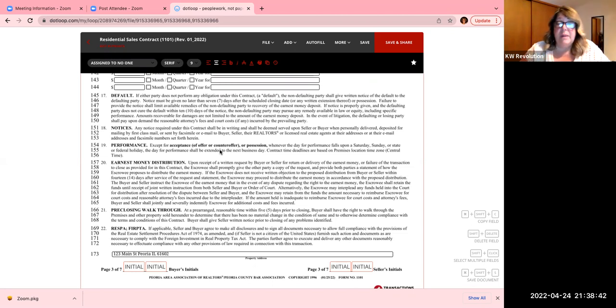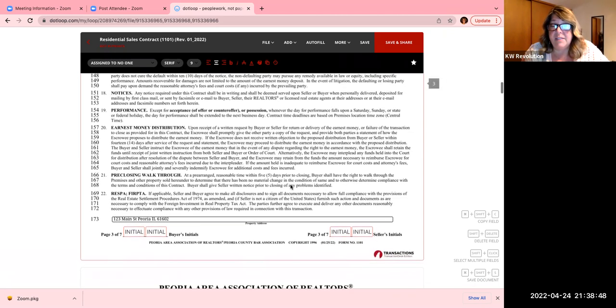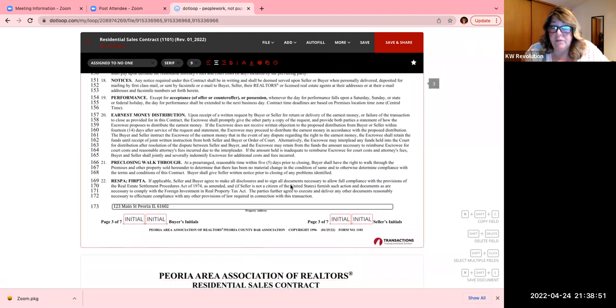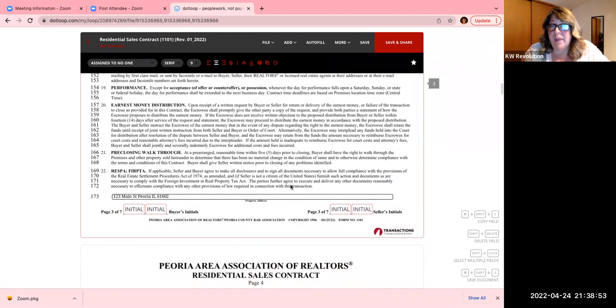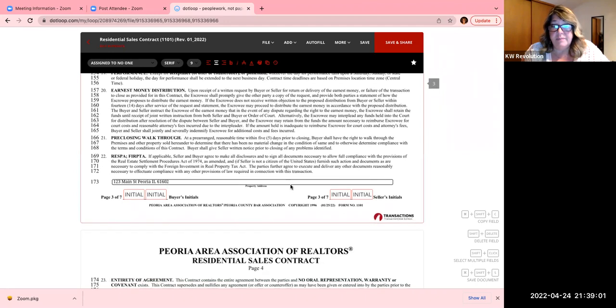I think we talked a little bit about the earnest money distribution and how that works. If there is someone who requests it back, both parties do have to show written consent, which is why we have a cancellation of sales contract that shows where the earnest money would be going and how much it is.